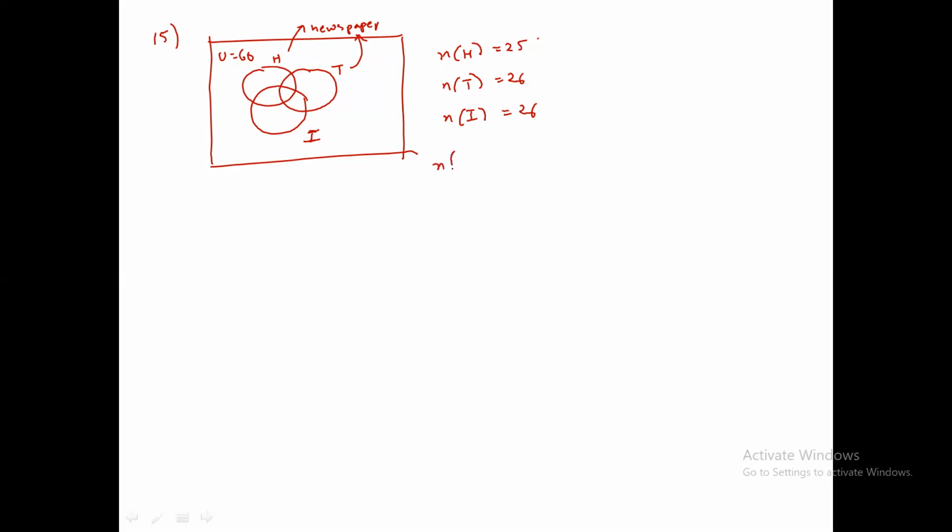Next, the number of people who read both H and I is given as 9. The number of people who read both H and T is given as 11. The number of people who read both T and I is given as 8. And the number of people who read all the three, H intersection T intersection I.